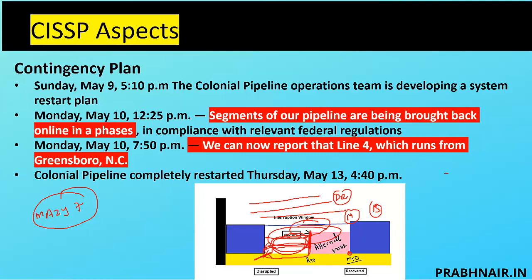So this is the case study which is mapped with BCP and contingency. I'm sure you find this case study useful. If you're looking for this kind of case study in the future, do share your comments and I will come with another case study with mapping of other CISSP topics and CISM topics.